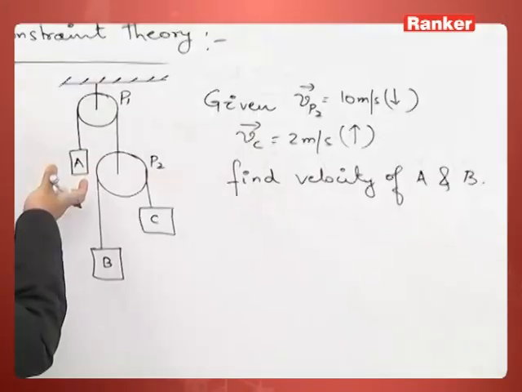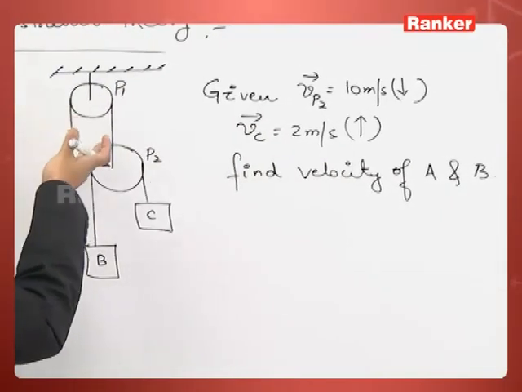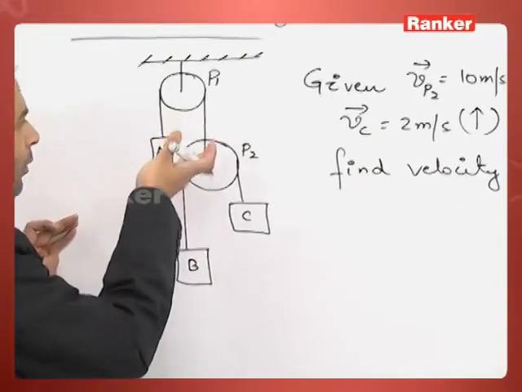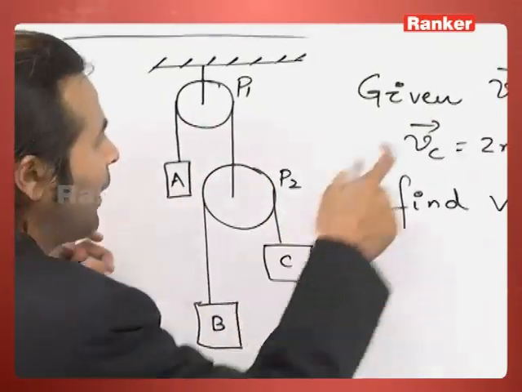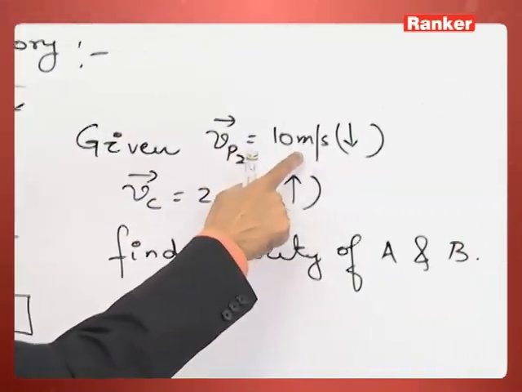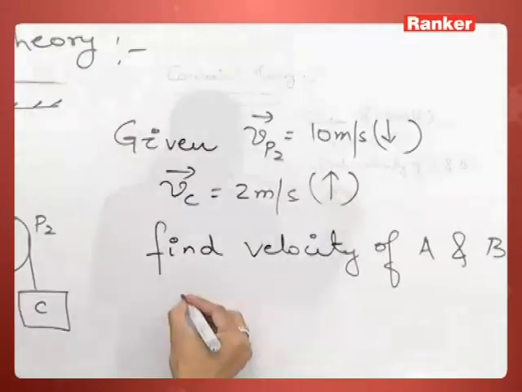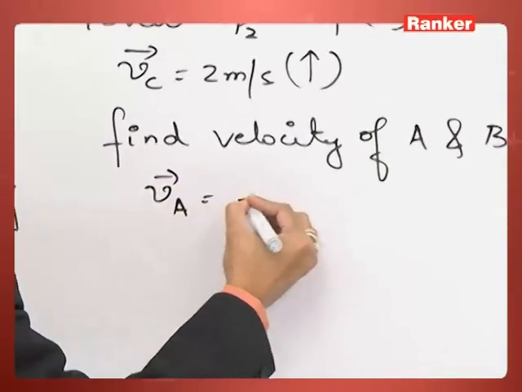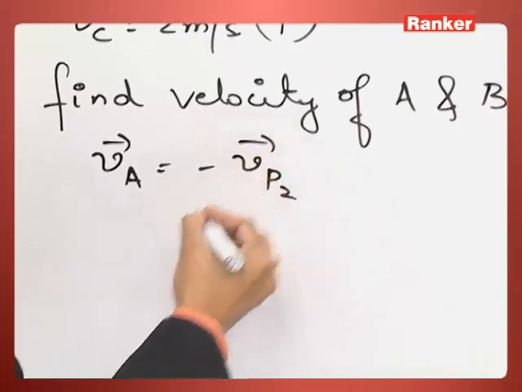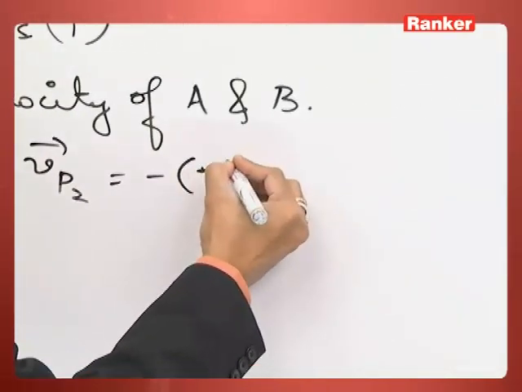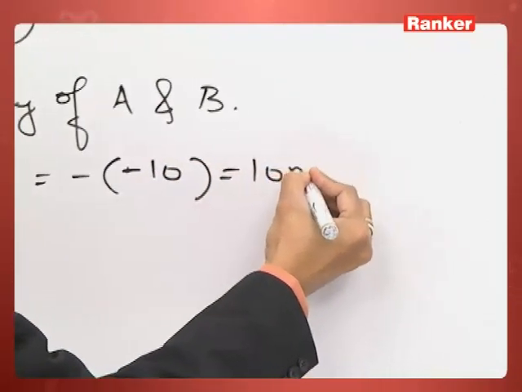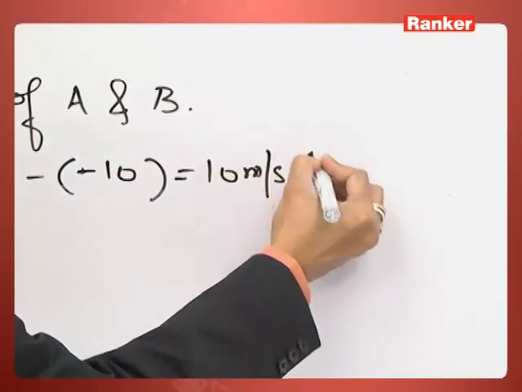Now as A is moving upward, P2 will move downward. I am talking about P2. So when P2 is given as 10 meter per second downward, velocity of A I can write directly as minus velocity of P2. P2 is given 10, so minus of minus 10. That becomes 10 meter per second upward. We got it.